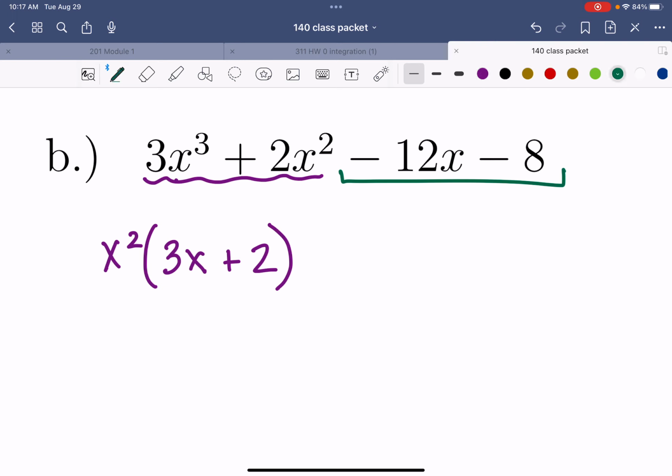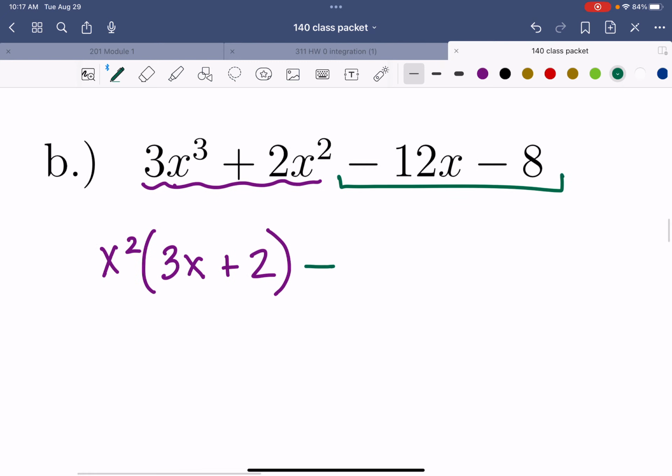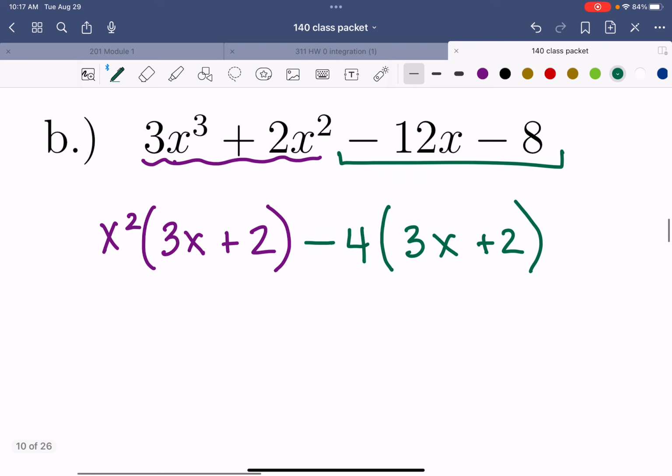When I look at the second two terms, and make sure you take the sign with each piece, they both have a negative. So I'm going to take the negative. I'm looking at 12 and 8, and 12 and 8 both have a common 4. But they don't have common x's because the 8 doesn't have any x's. So just a negative 4. And when I factor that out, I'm left with a 3x, right? Because 12 divided by 4 is 3. And negative 8 divided by negative 4 is 2, so positive 2.